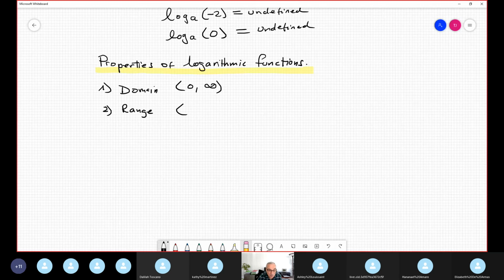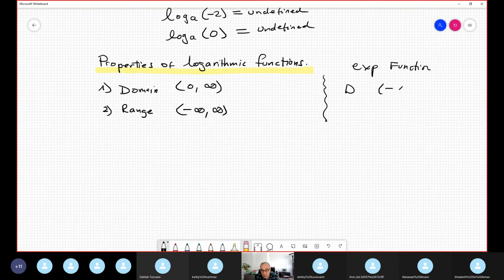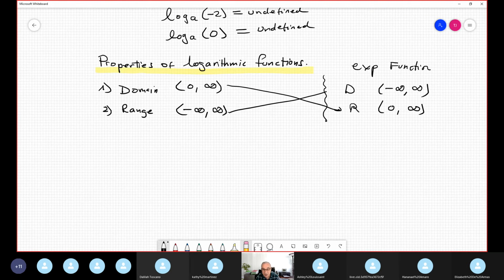And the range is nice. It's all real numbers. This makes sense because I suppose you remember the exponential function. In the exponential function, the domain is all real numbers and the range is positive values. So you interchange x and y, you interchange domain and range. It's no surprise because it's the inverse function.